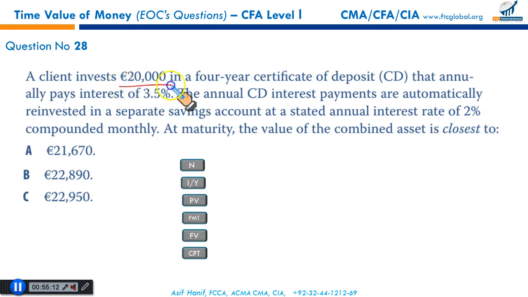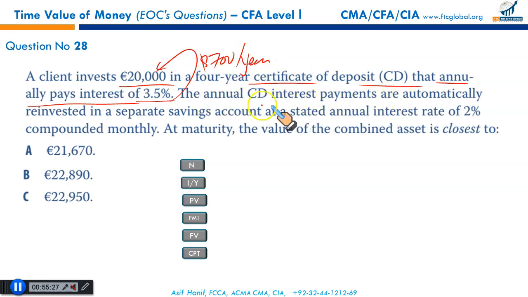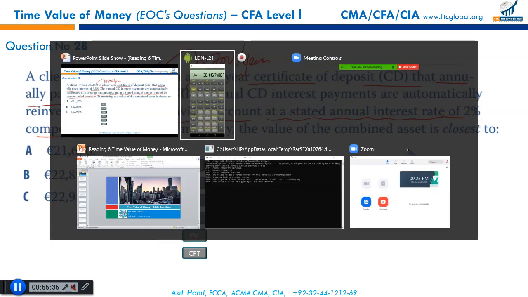A client invests 200,000 euros in a 4-year certificate of deposit that annually pays 3.5% return. 3.5% annually of 20,000 gives you $700 per year. Don't forget that. The annual CD interest payments are automatically reinvested in a separate savings account at a stated annual rate of 2% compounded monthly. 2% compounded monthly. What will be the effective rate?